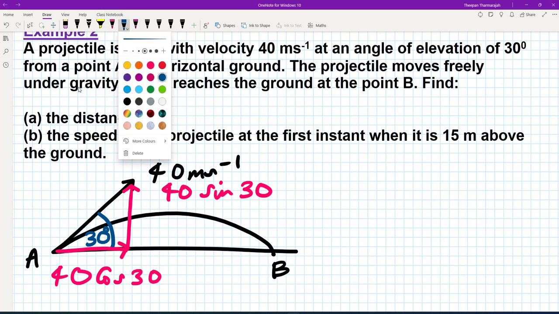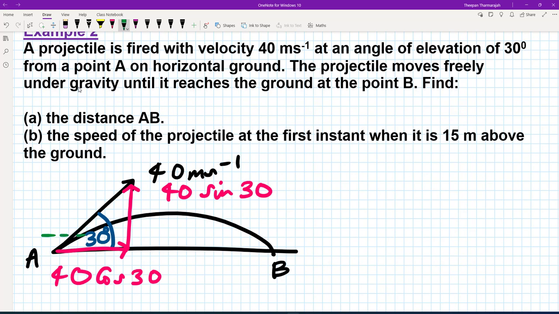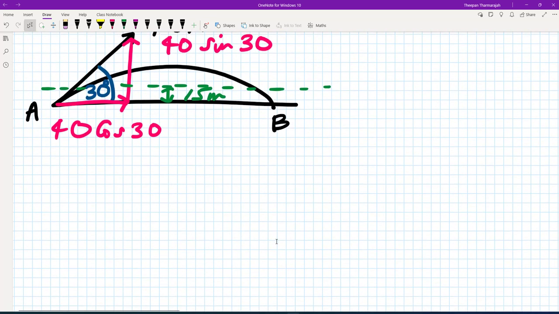Like we had similarly, we need to find the speed of the particle when it is 15 meters above the ground, as in the previous example. 15 meters, like so. So that's what we're interested in. So what is that speed? That's what we're interested in. So first of all, let's find the horizontal displacement. First of all, we need to work out the time of flight.